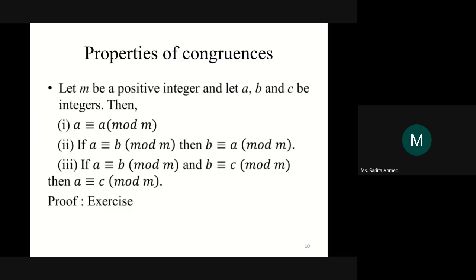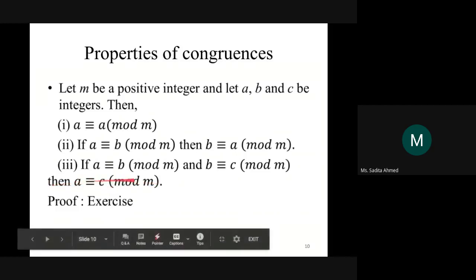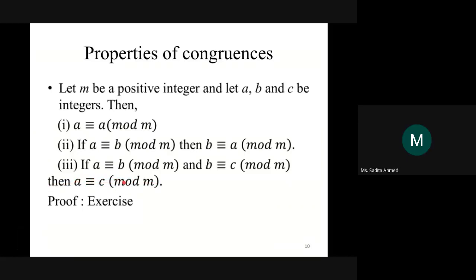So a minus b plus b minus c, what do we get? A minus c, exactly. The b's get cancelled out, a minus c. So what does it say? That a minus c is divisible by m. Is that not exactly what this is saying? There you go. As simple as that. All right.